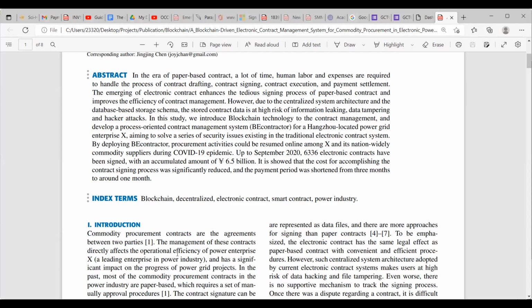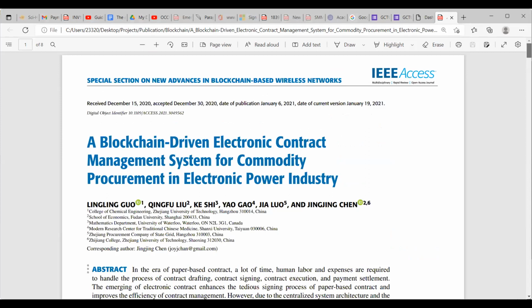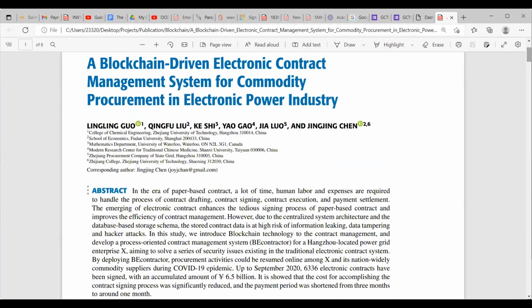Is it like a summary of what you're doing? Okay, right. So if you say that, look at the topic. If you say that, in this study, if we're doing something where we propose a blockchain-driven electronic contract management system for what? Commodity procurement in the electronic power industry, right?